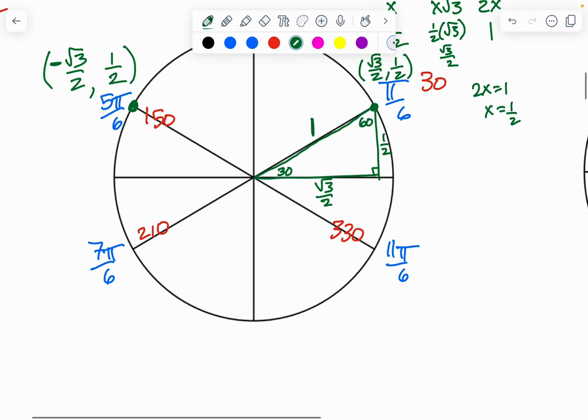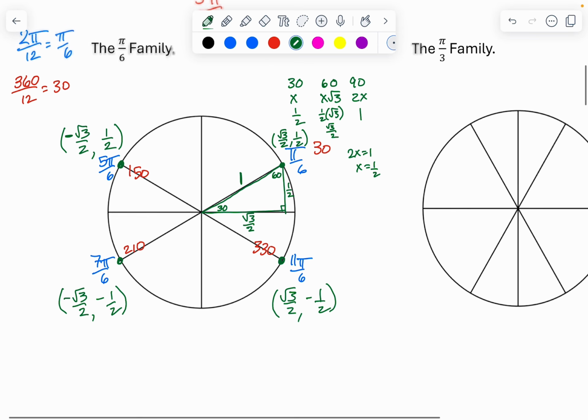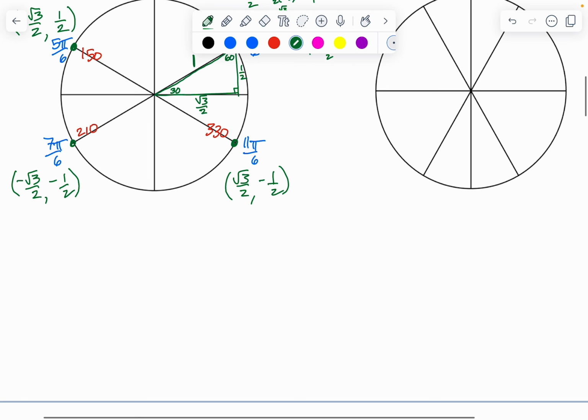Down over here, we're in the quadrant where both x and y are negative, and so that is a negative root 3 over 2, a negative 1/2. Then we reflect, that was this point. Now we reflect into quadrant 4. The x-coordinate is positive, and the y-coordinate is negative. So maybe I should have said this at the beginning, but just a reminder.